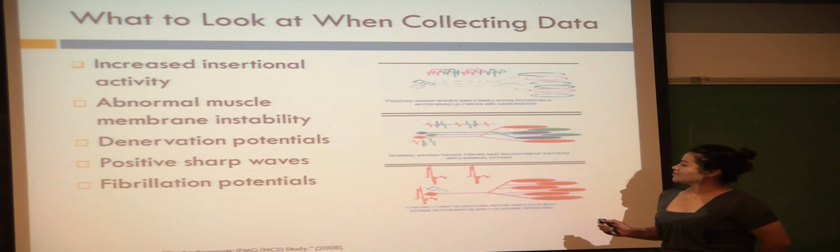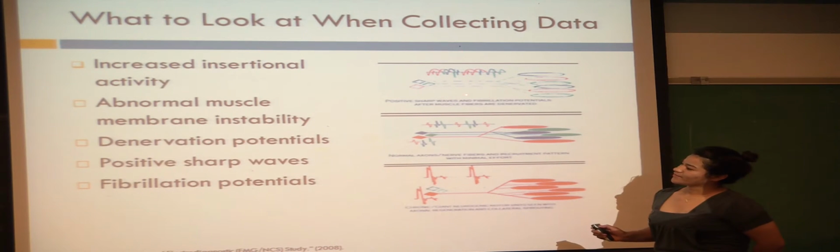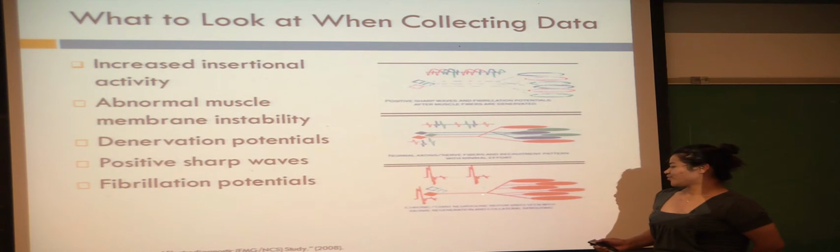And up here you see normal axons. Up here you see axons with increased positive sharp waves. And down here you see chronic motor units.